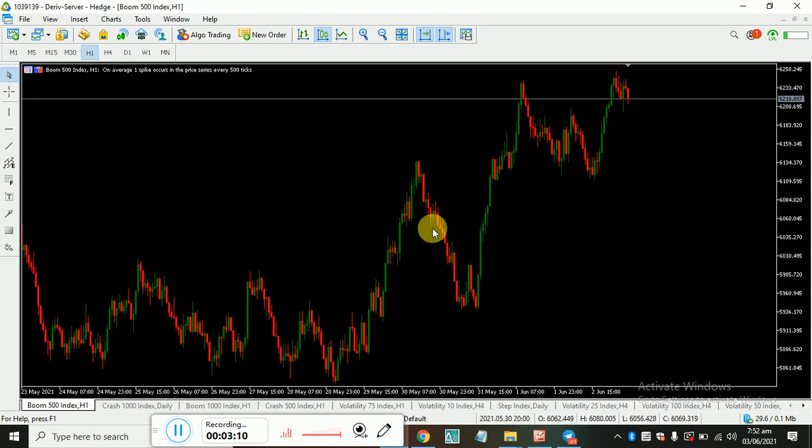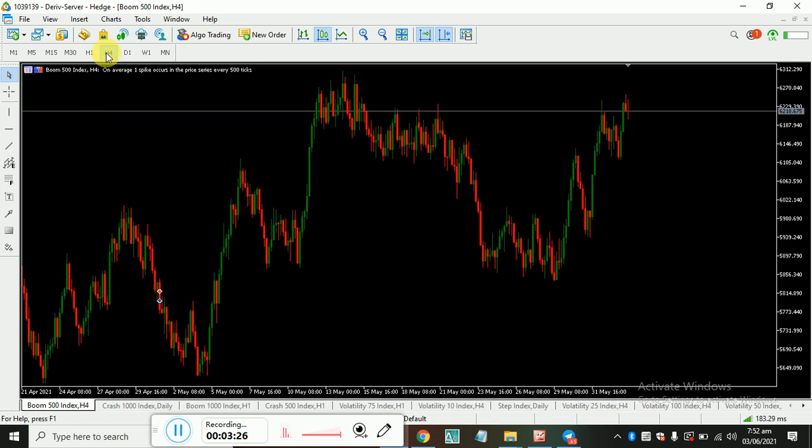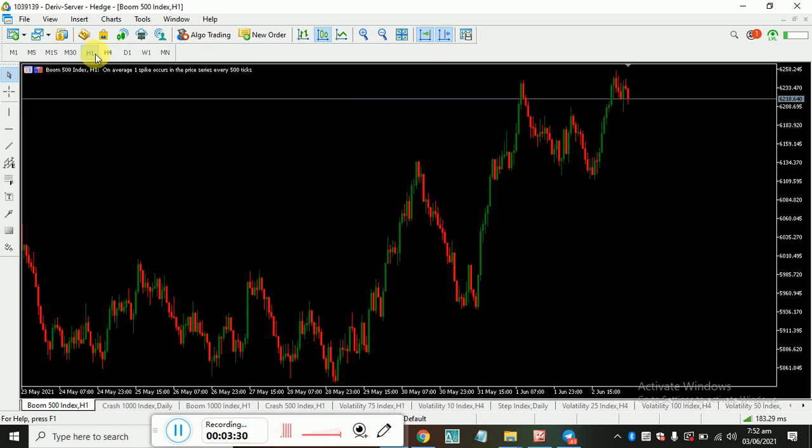Now let's start from Boom 500. As you can see, I love analyzing my market from the daily time frame. I move to H4, and from H4 I move to H1, because I really love trading on H1.